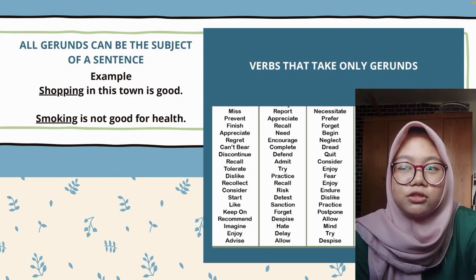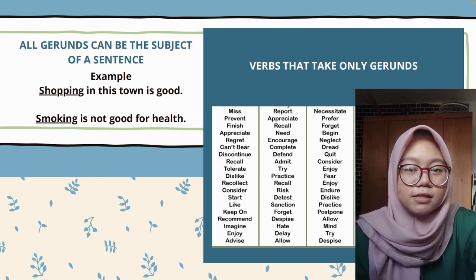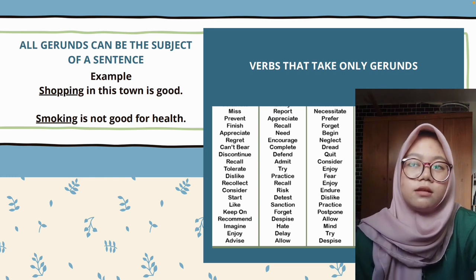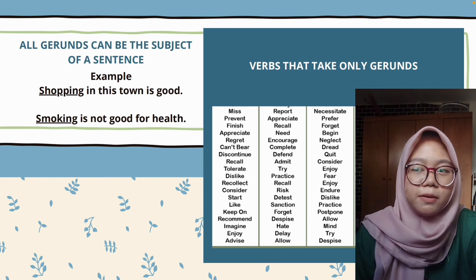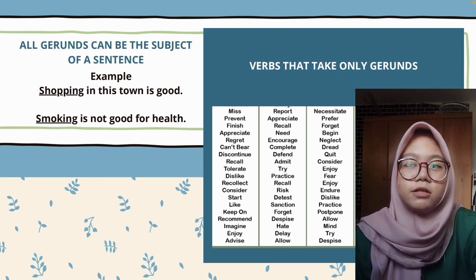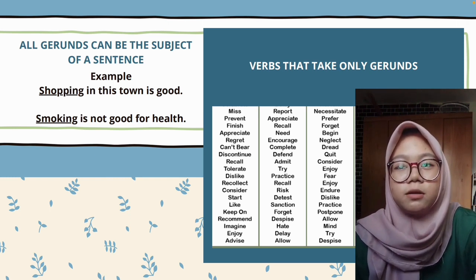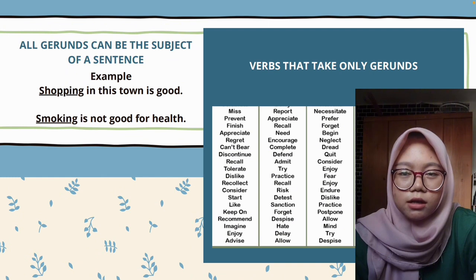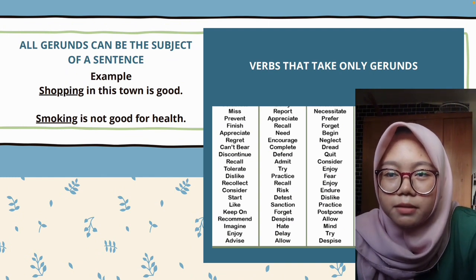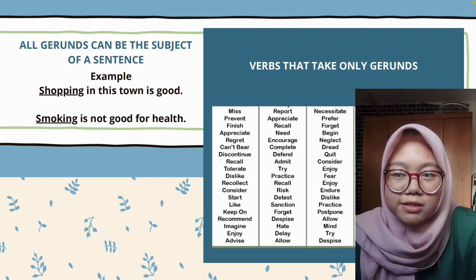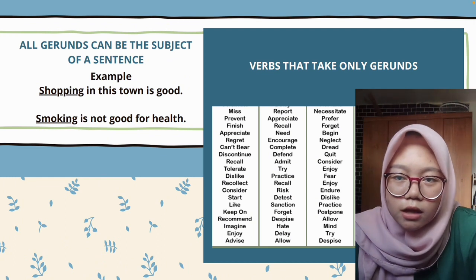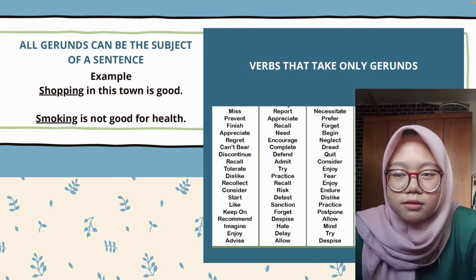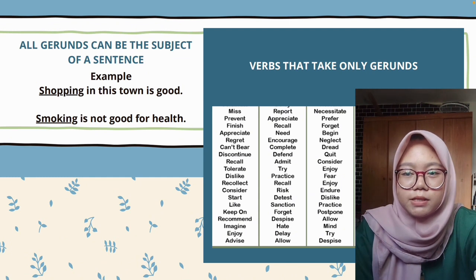So next, all gerunds can be the subject of a sentence. I have two examples: shopping in this town is a good idea, and smoking is not good for health. So these are verbs that take only gerunds. There are many verbs that take only gerunds, you can see on this slide, like miss, prevent, finish, appreciate, regret, and many others.